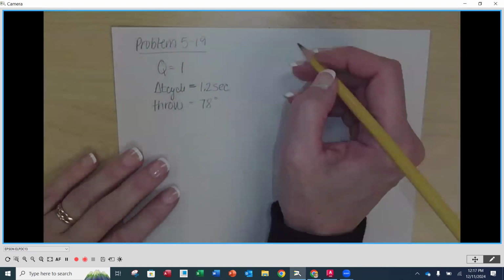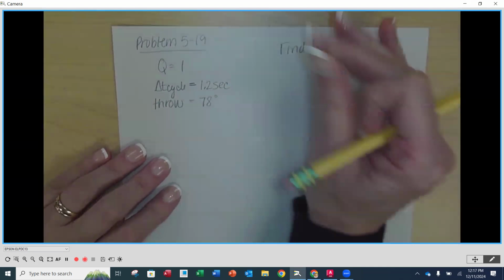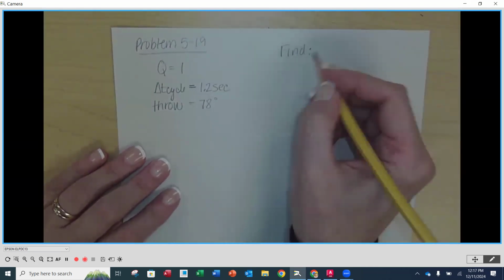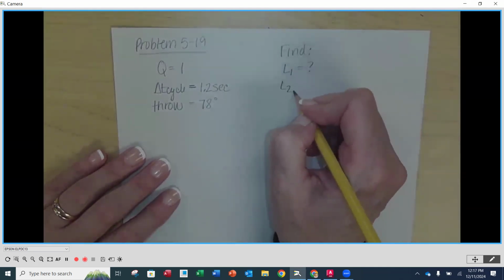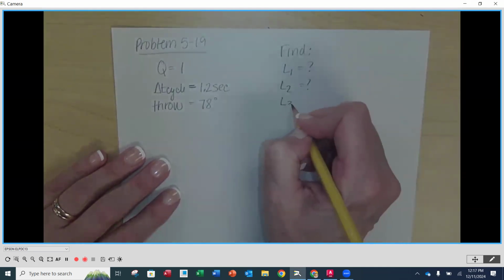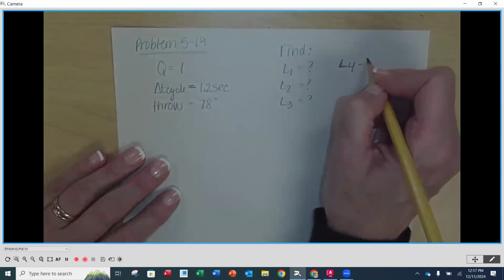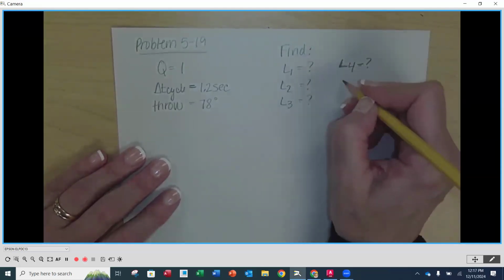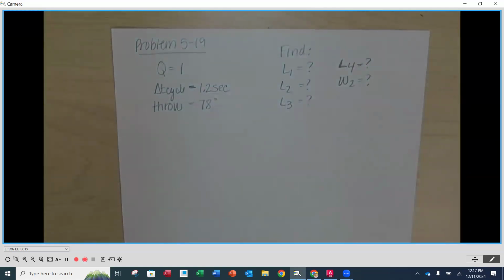Now, what do we need to find? Find: we need to find L1, L2, L3, and L4, we're going to have a length for that. And we need to find W2.